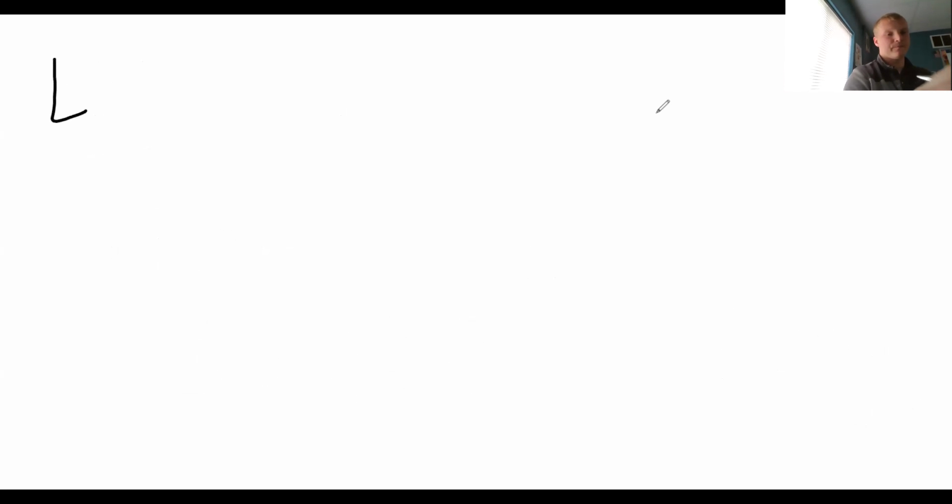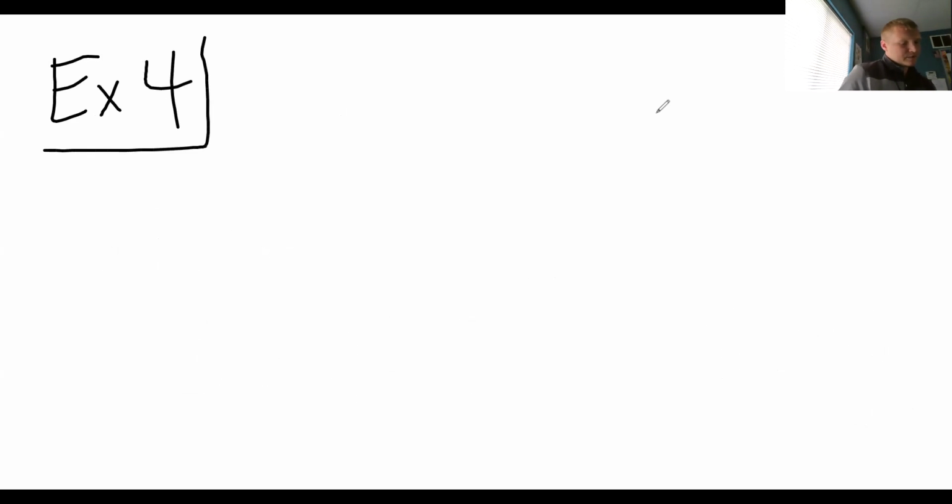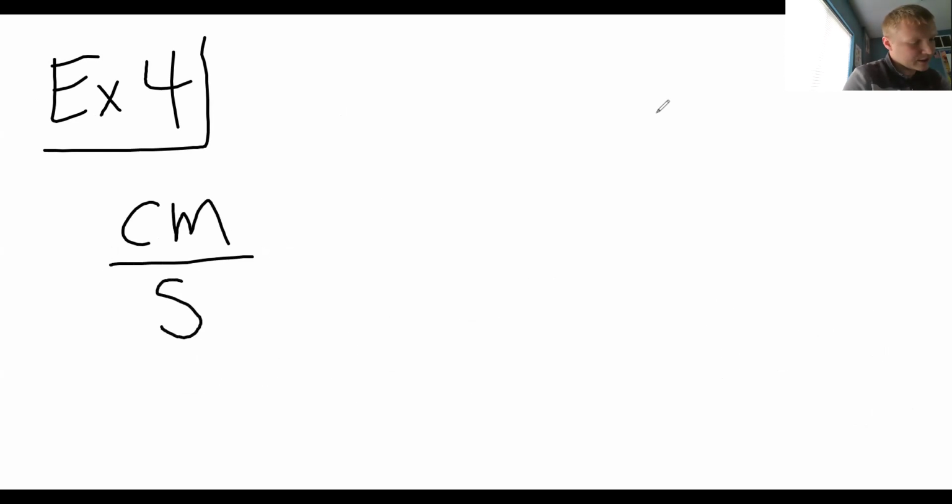Example 4. So convert rates between systems. So use the information at the left to determine how many centimeters per second a giant tortoise travels at top speed.